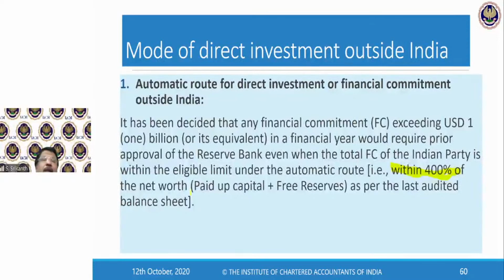So, what is my learning from this slide? The very, very important learning is: automatic route is 4 times PC plus FR. Suppose you are going to invest 4 times only PC plus FR. No problem. Go ahead. All you need to do is go to an authorized dealer and inform him. He will send the money at his risk and he will monitor you. But if it is going to be more than that, then you have to go to the RBI through the authorized dealer again. Friend, you don't even go near the RBI directly.